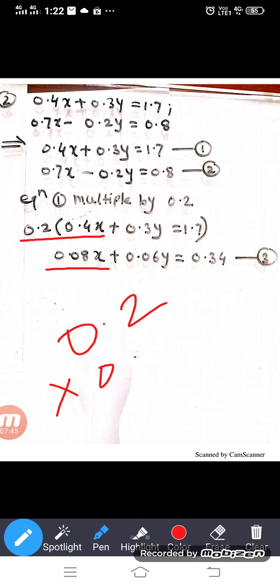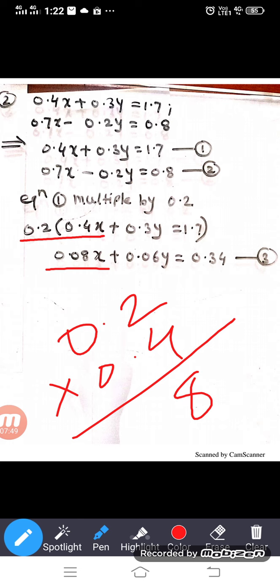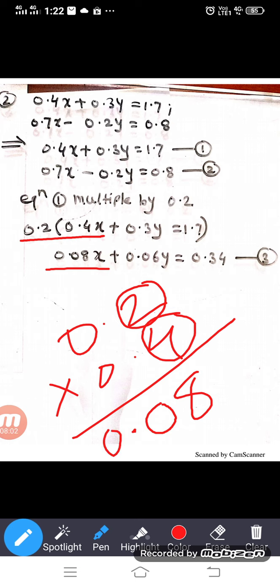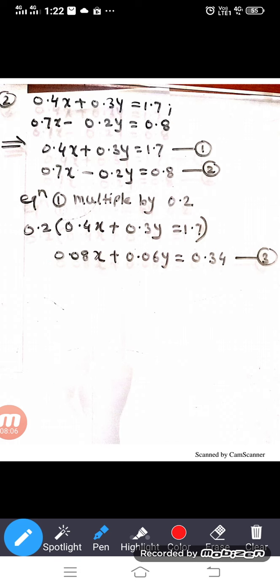0.2 multiply 0.4. General multiplication gives 8, but the decimal point precedes digits. Here there is one digit, here is a two digit, but here the product is one digit, so 0.0 is the product of 0.2 into 0.4, then we get 0.08x. In this way we get equation number 3.